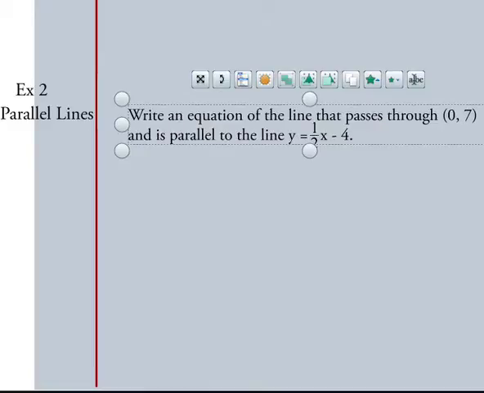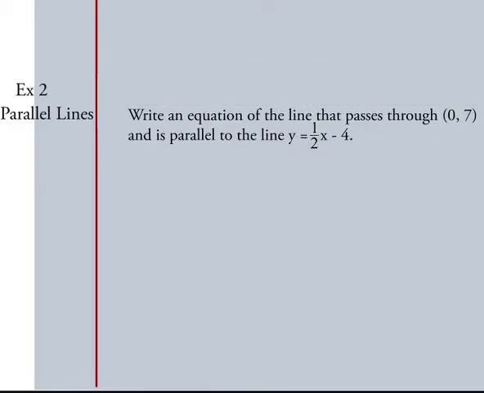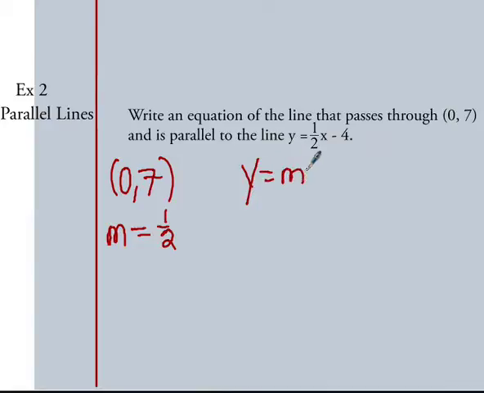So, it says to write an equation of a line that passes through 0, 7, so we're given the point. And that is parallel to this line, y equals 1/2 x minus 4. So parallel lines have the same slope. And to write an equation, we have two choices. We can use the point-slope like the previous example or the y-intercept. I'm going to use the y-intercept because the y-intercept is when x is 0.